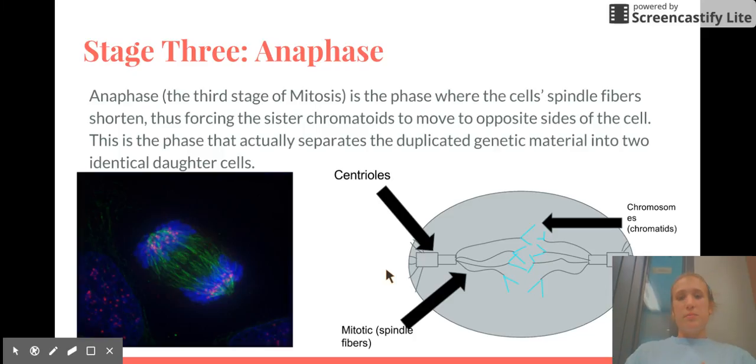And the chromosomes that used to be represented as X's are now half X's. This is the phase that actually separates the duplicated genetic material into 2 identical daughter cells.